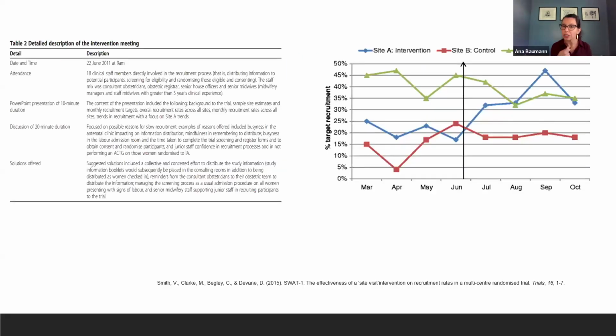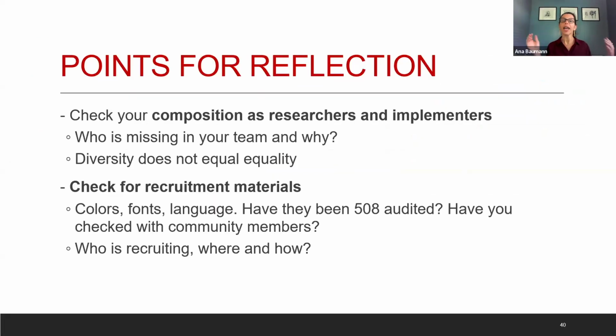So I'm not going to go through this, but I just wanted to show this is a SWAT trial of an R1, so a bigger trial, where for one site, what they did is they included a site visitation where they hang out with the site and they had a conversation, and you can see on the site intervention, the blue dot, that site intervention increased the recruitment rate. So sometimes you don't need a lot. But what we do need is to really think through what it is that we're doing and how we're recruiting people. And here are just some points for reflection for you.